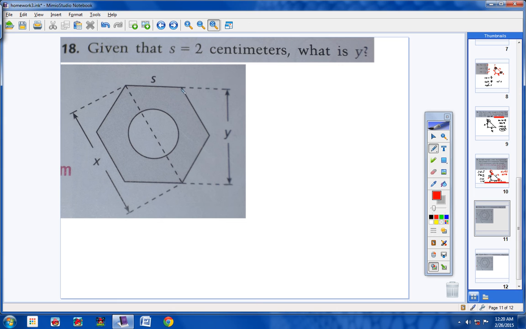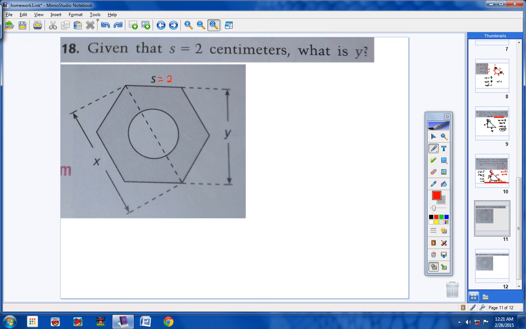If it's a regular nut, it does mean that all these sides are going to be the same. Now, maybe some of you ladies would not know that. Maybe some of you men did not. But guys, anytime you're dealing with nuts and bolts and all of that, it is totally understood that all of these sides are the same, okay? They totally are. So what I have is this. You're told that S equals 2 right here, okay? And you're looking for Y, which is this total distance here.